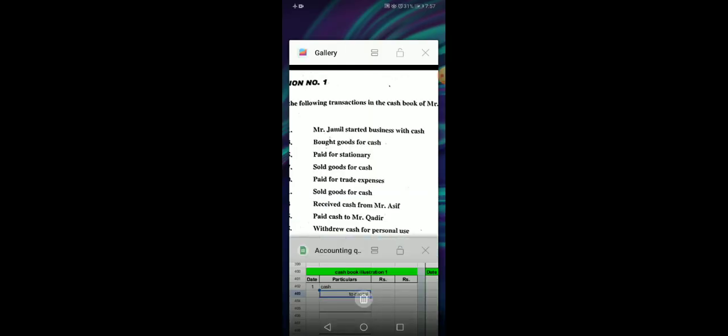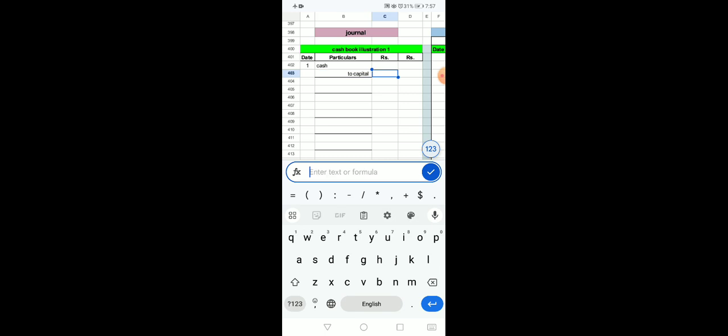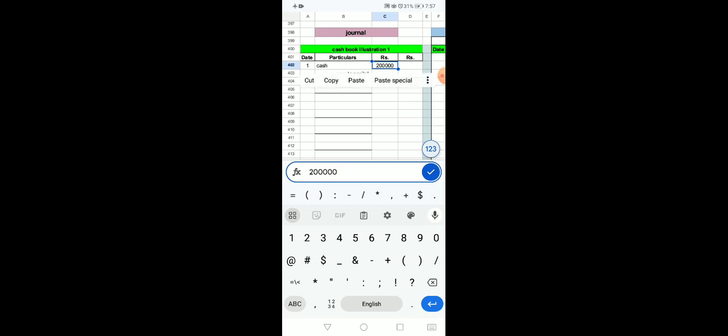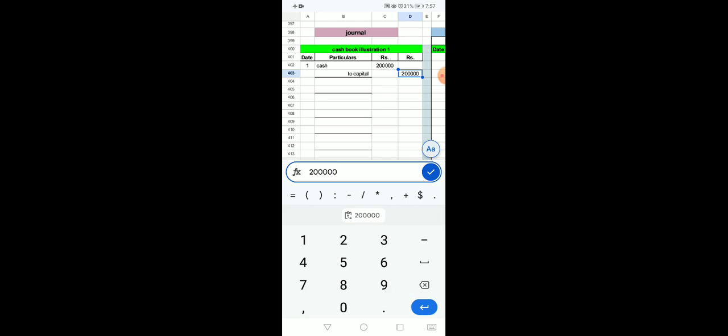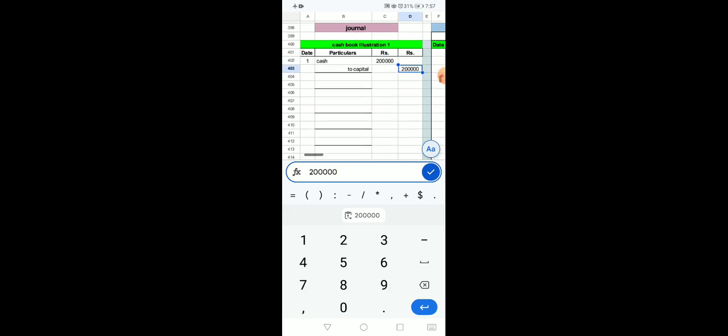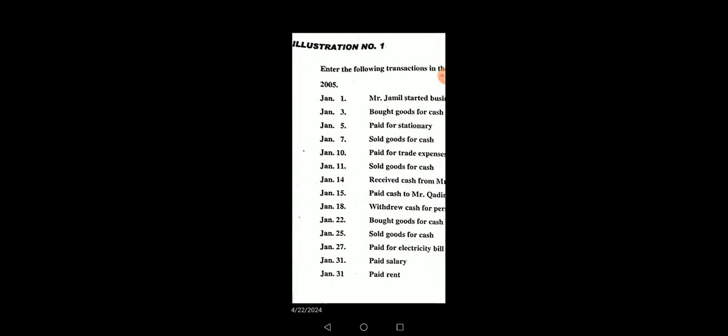Now let's see for how much amount. The first entry is 2 lakh rupees. Now you will mention 2 lakh rupees on the debit side. All right, and the same amount you will be posting on the credit side of the transaction. This is the debit side and this is the credit side. Entry number 1 has been completed. Now let's see what is next for us.